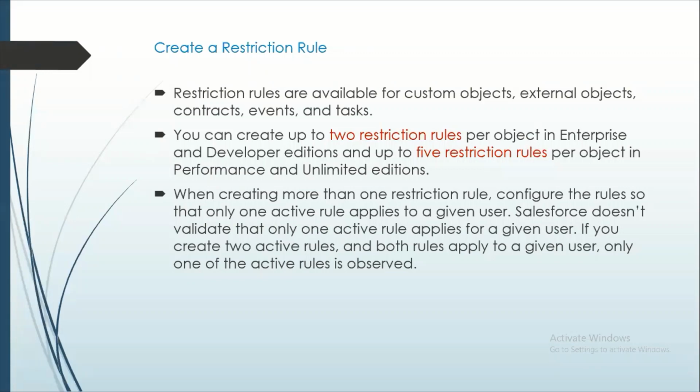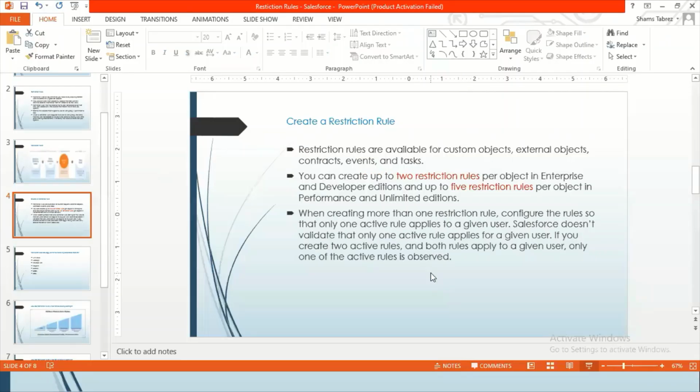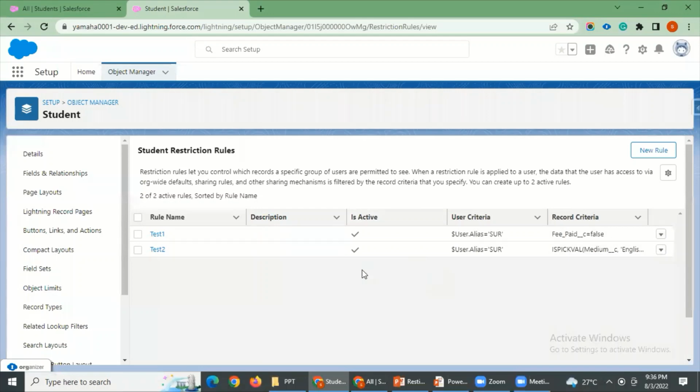In assignments, we can apply only one condition. Only one active rule, only one assignment rule we can create. Only one assignment will be active. But here both are active, and we don't know which one will execute, which one will appear.